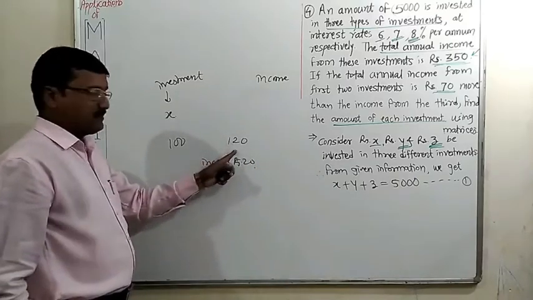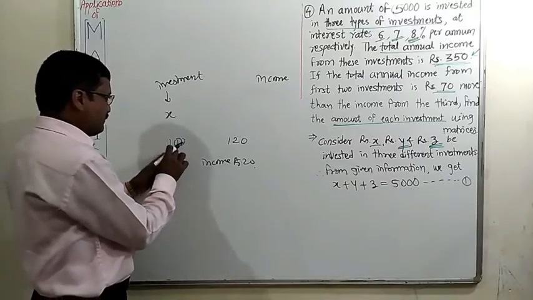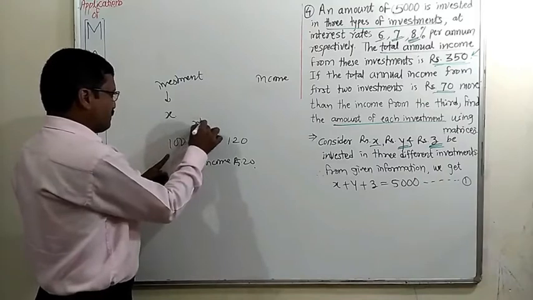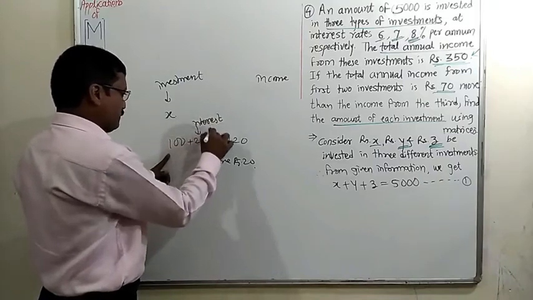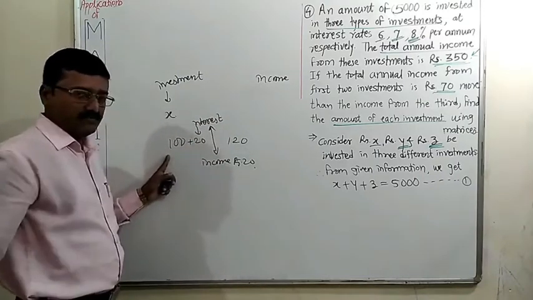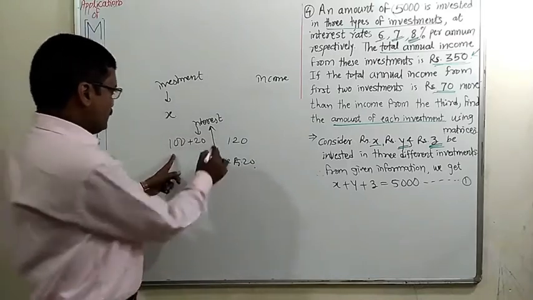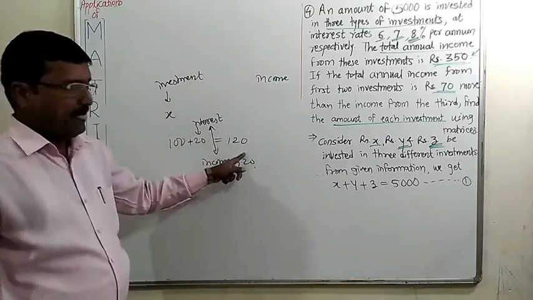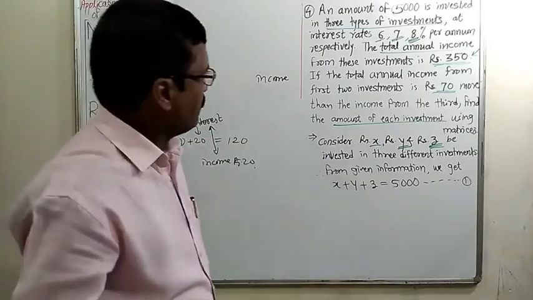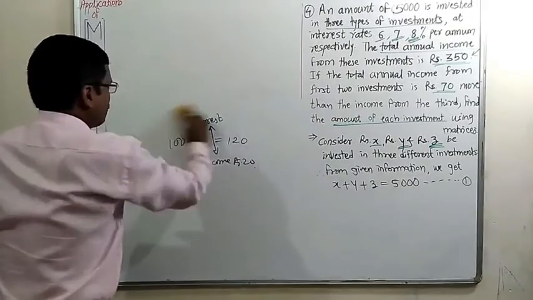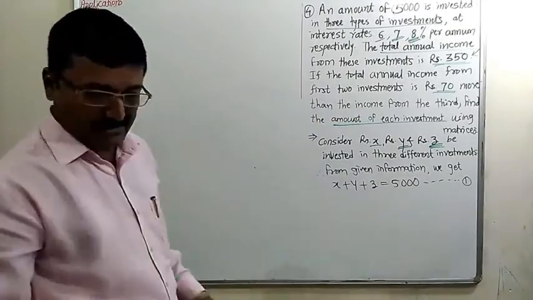How do we get this 20 rupees? Because it is nothing but the interest of this. So 100 plus 20, this 20 is the interest. And this interest is nothing but the same as income. So this interest plus principal is equal to total amount. So in this example, we have been given the total annual income. So income is nothing but the interest. So find the interest of these 3 amounts.